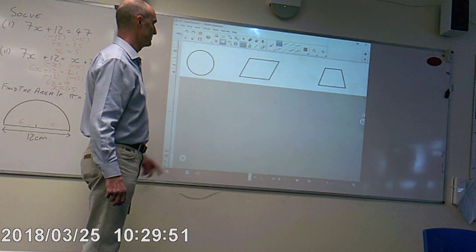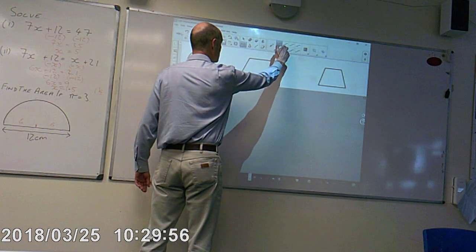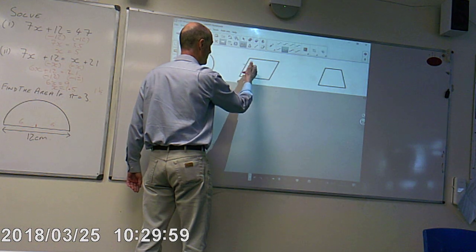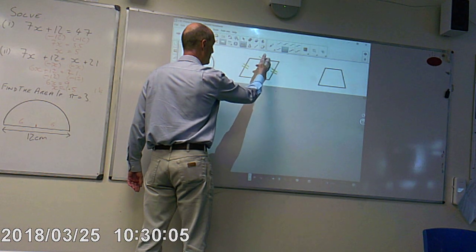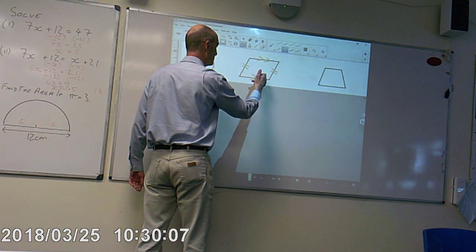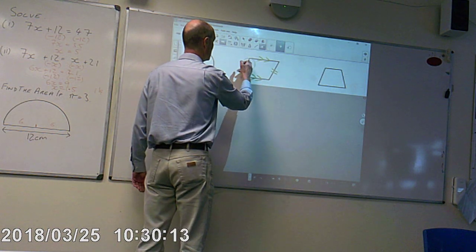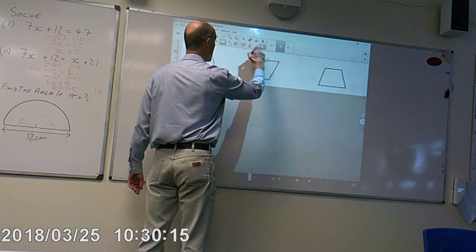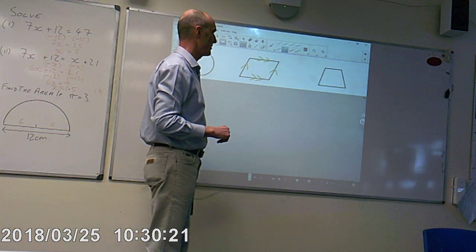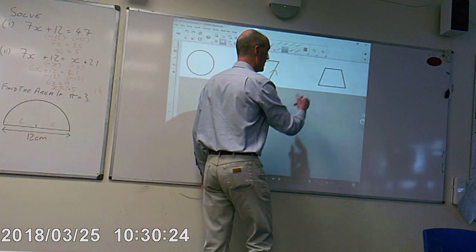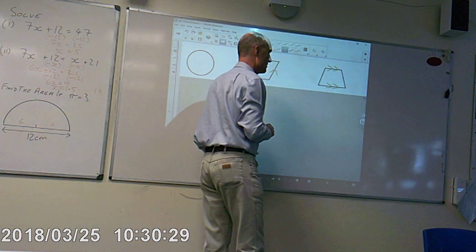A few more examples. Circle, parallelogram. Parallelogram, so it's got two sets of parallel sides. These sides are parallel. And these sides are parallel. Okay? So they're parallel sides. That's a parallelogram. Trapezium, so it's got one set of parallel sides. It's only got one set of parallel sides this time.